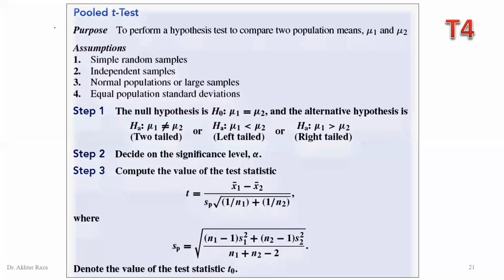Procedure T4, to perform the hypothesis test to compare the two population means. H0 is mean 1 is the same as mean 2. This is the null hypothesis. We can write the hypothesis as mu1 minus mu2 is equal to 0, or we can write mu1 minus mu2 is equal to some number which is specified in the hypothesis. The alternate may be not equal to, or less than, mean 1 is less than mean 2, or mean 1 is greater than mean 2.